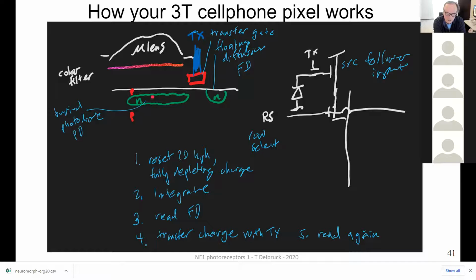And in fact, if you shine light on here, it'll make electron hole pairs. The electrons will stay in the N region, the holes will go to the P region, so you can make photocurrent here. But the only way you can get to this charge in this buried photodiode is through this transfer gate. And this transfer gate forms a channel of a transistor where you have on the other side this so-called floating diffusion, or FD. So this is just a normal NFET source drain.